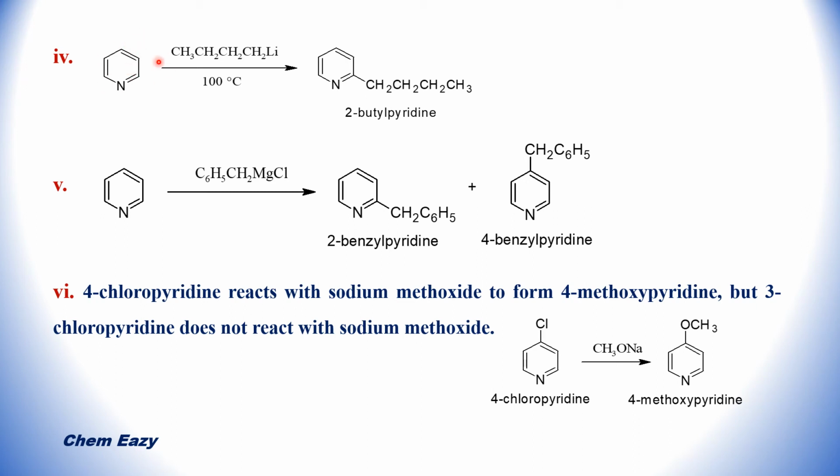Pyridine when treated with butyl lithium at 100 degrees Celsius, the second position is substituted and gives 2-butylpyridine. Then pyridine with benzyl magnesium chloride produces a mixture of 2-benzylpyridine and 4-benzylpyridine. 4-chloropyridine reacts with sodium methoxide and produces 4-methoxypyridine. But 3-chloropyridine does not react with sodium methoxide.